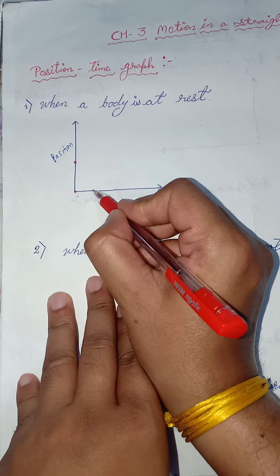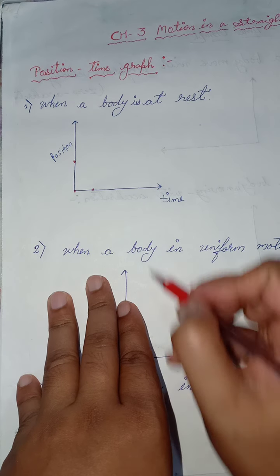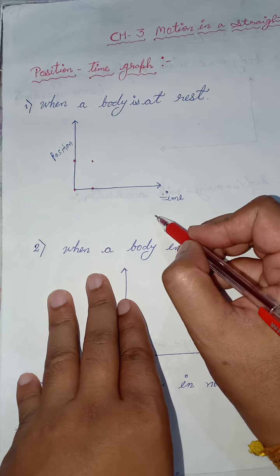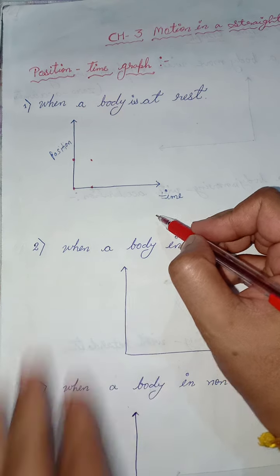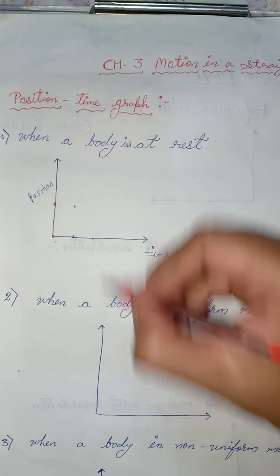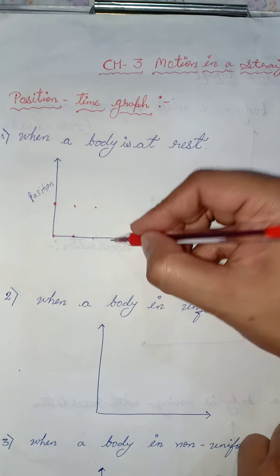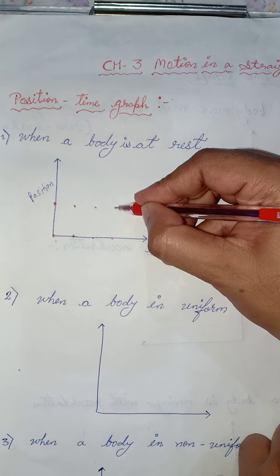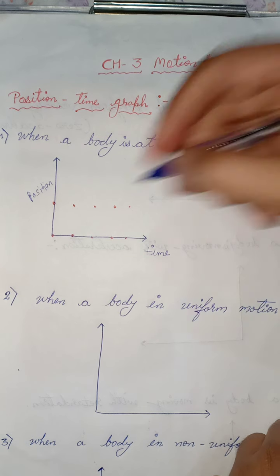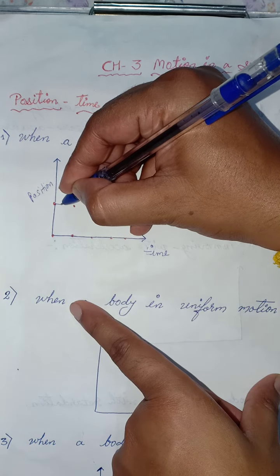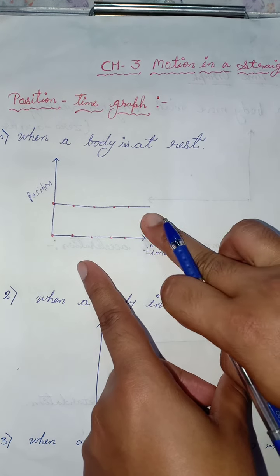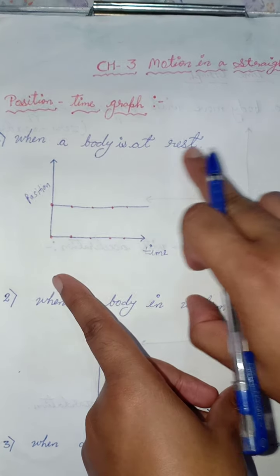If we increase the time here, again the position will be the same. Why? Because the body is at rest at the same place. If we increase the time again, the position will be the same. For more time, again the position will be the same. So if we join all these dots, what will we have? We will have a straight line along the x-axis. So this is the pattern of the graph when a body is at rest.